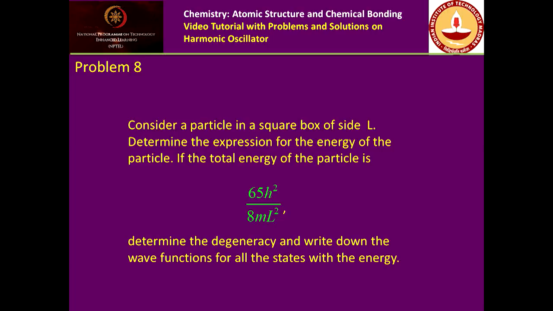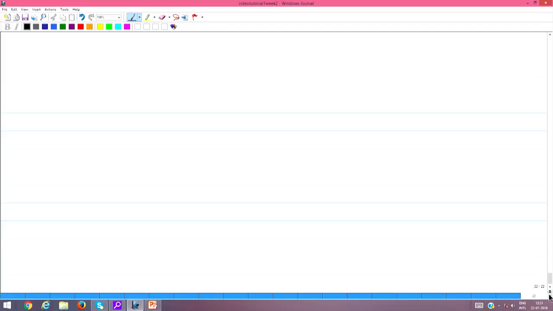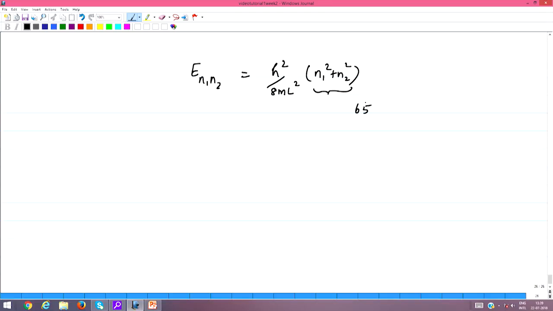Now, the first one is the expression for the energy of a particle in a two-dimensional box, and all of you who have gone through the lecture know that it is h square by 8 m L square. For a square box, it is n1 square plus n2 square. Now, the sum total is given as 65, and you can see the rest of it is the unit for the energy, h square by 8 m L square, and so you have n1 square plus n2 square giving you 65. So, find n1 and n2. What are all the choices that you have?